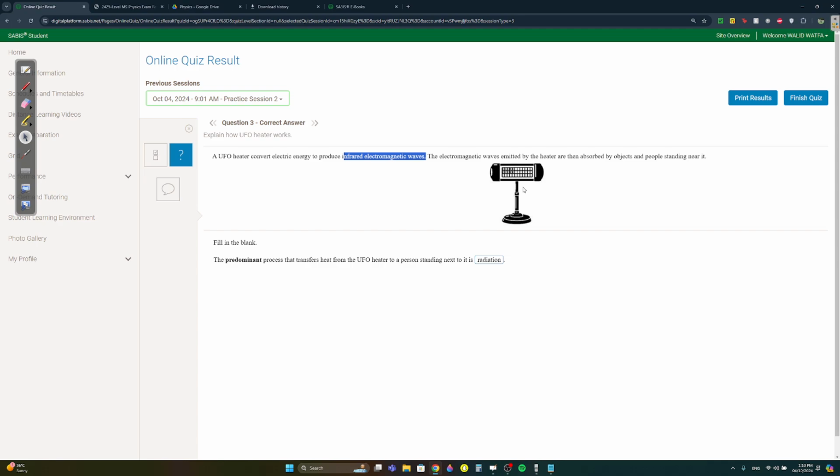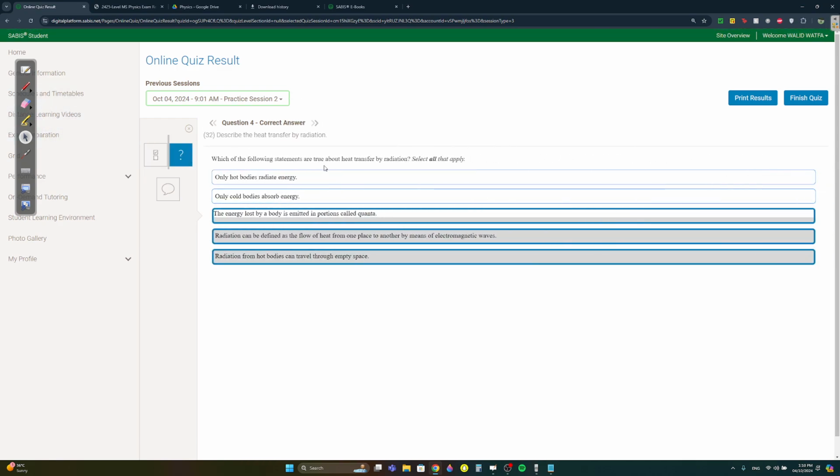You remember in mechanics, the periodic was pretty straightforward, to be fair. But in all AMSs, all periodics he gives us, he always likes to play with the words. Please, guys, pay attention to the question. Read it fully, read it carefully. The electromagnetic waves are then absorbed by objects. The process that transfers heat from the UFO to a person standing next to it is radiation, because we said electromagnetic waves.